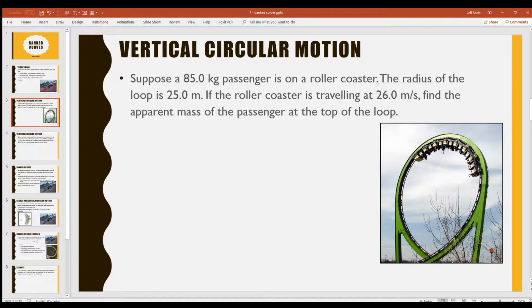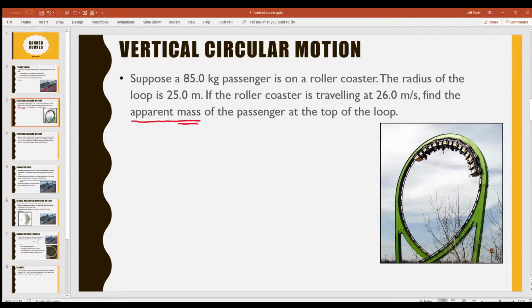Okay, so the question is, suppose an 85 kilogram passenger is on a roller coaster. The radius of the loop is 25 meters. If the roller coaster is traveling at 26 meters per second, find the apparent mass of the passenger at the top of the loop. So it's really important to note that we're actually looking for the apparent mass here, not just the apparent weight, and there is a difference.